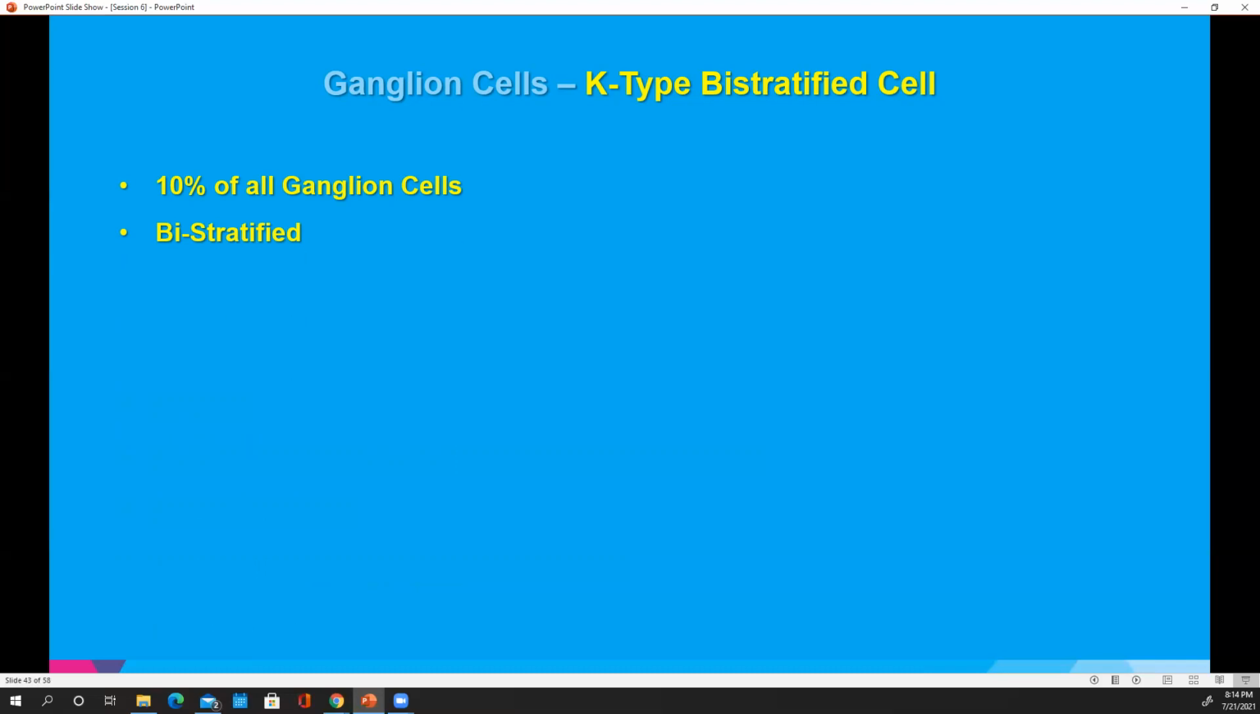Now you know, like when you read in your book, they'll talk about the bistratified. They'll talk about these K types. You'll be like, okay, I've just got to memorize it. Now you know exactly what they mean. You'll be able to tell exactly where this thing is if you were to see a layout of the IPL.